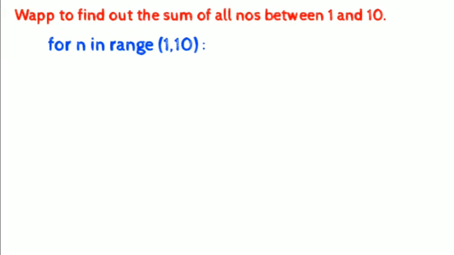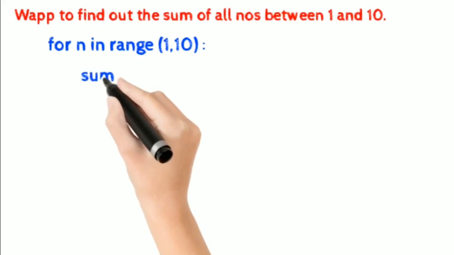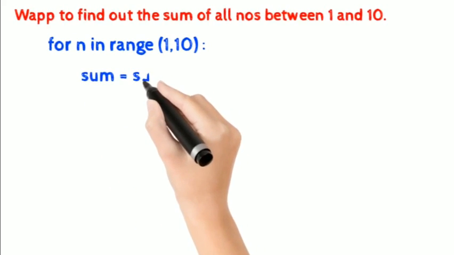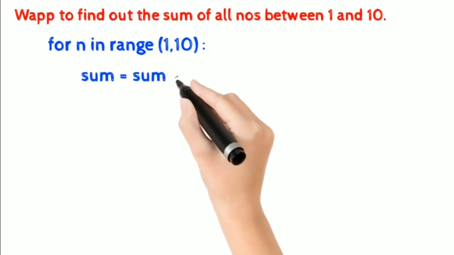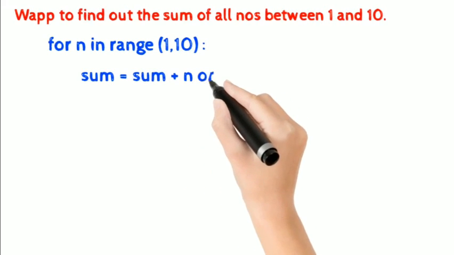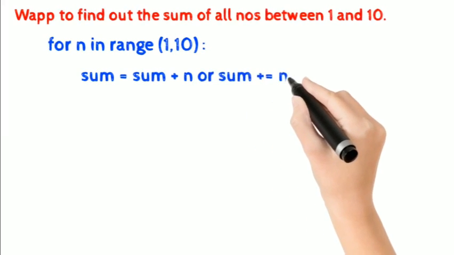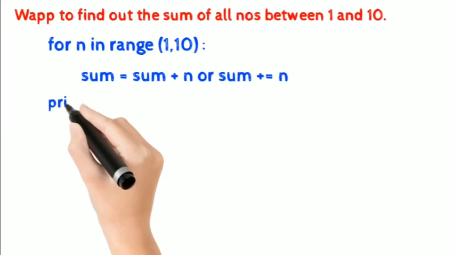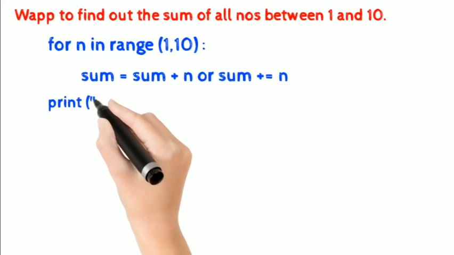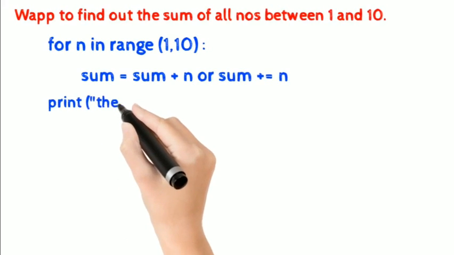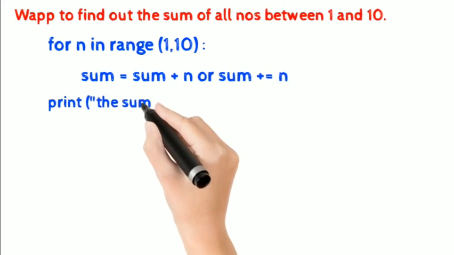So for n in range 1 comma 10, here the range starts from 1 and continues till 10. As the default value is 1, the step value is not mentioned in this case, it's not mandatory. Then we have taken sum equal to sum plus n, or we can write sum plus equal to n as well. It means n is getting added to the sum variable.